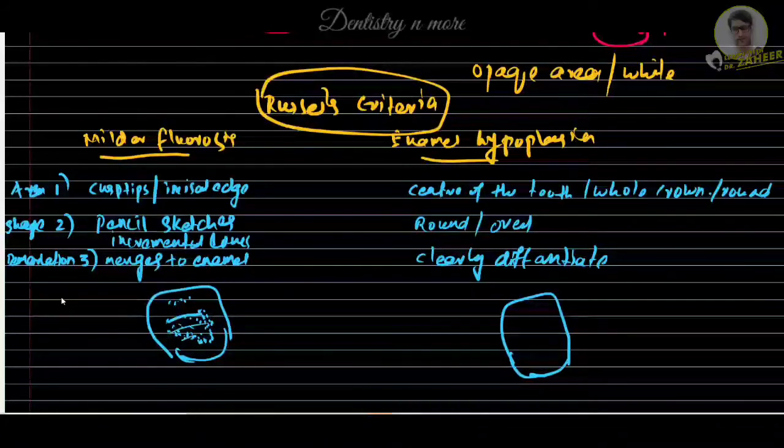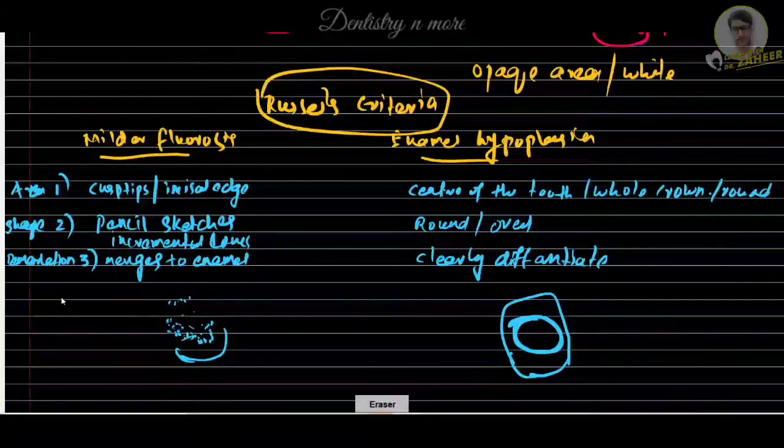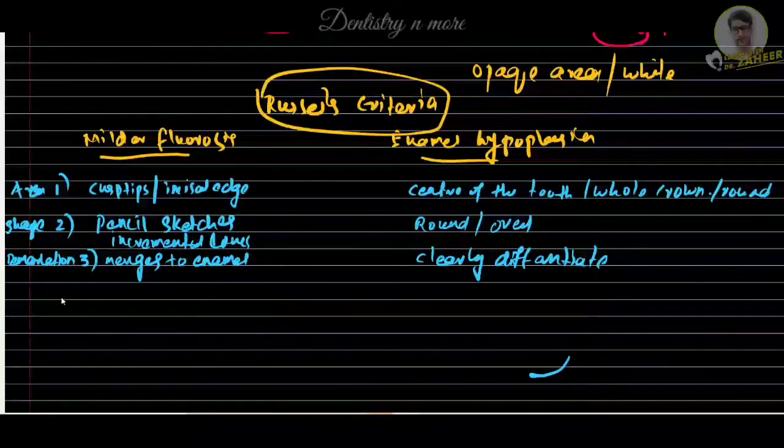Still you can't make out the boundaries, but here it will be a well circumscribed area. You can very easily make out the boundaries. My drawings are not very good, but that is how we can make out. If it is a round oval shape where you can easily make out the boundaries, it will be enamel hypoplasia. If it is pencil sketches and you are not able to make out the boundaries, that will be fluorosis.